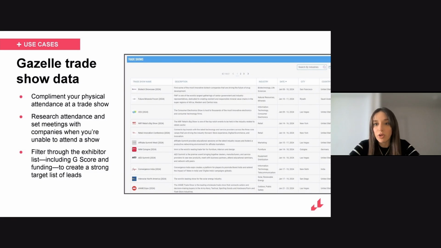So any user could request a trade show and our data team will get it added to the platform. So how it works is by seeing those trade shows that other EDOs are interested in and others are requesting.